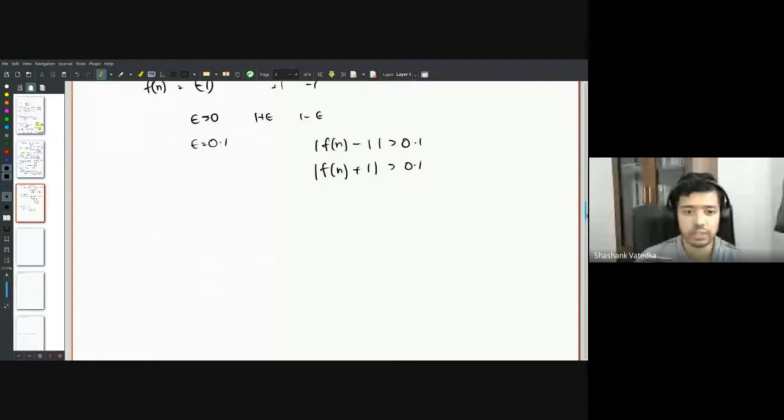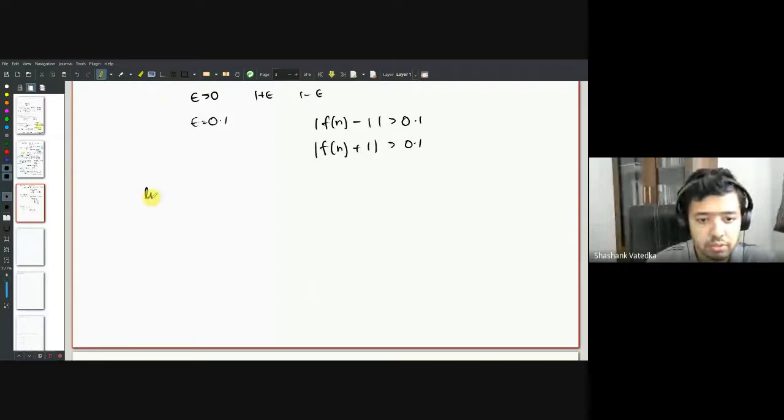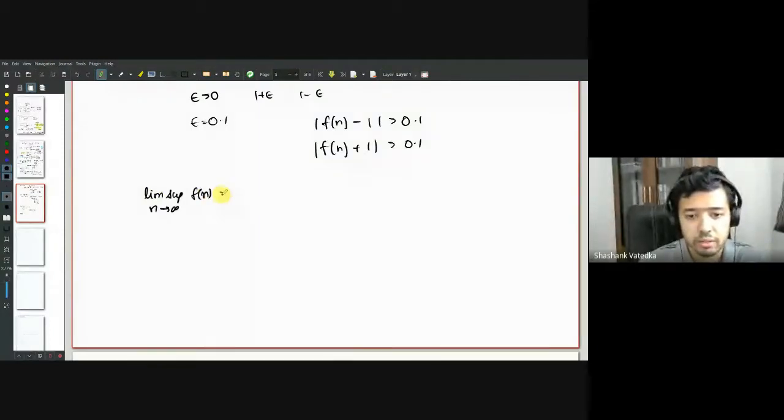So we know that the limit may not always exist, but then I define the following: the lim sup of a sequence is basically the following. It is the limit as m tends to infinity of the supremum over all n greater than or equal to m of f of n.